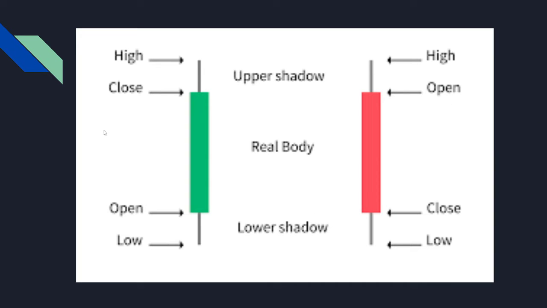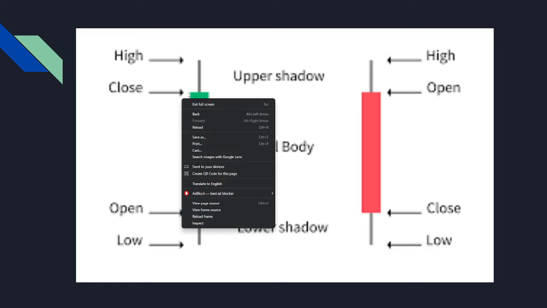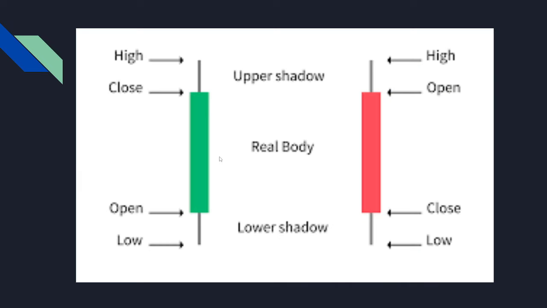So this is going to be a little bit blurry. I just took this off of Google, but this is the basic anatomy of a candle. You have an open and a close. So on a green candle, it means price ended higher than it started. This shaded green area is going to be called the body. The open is the very bottom of the body for a green candle. The close is the top.